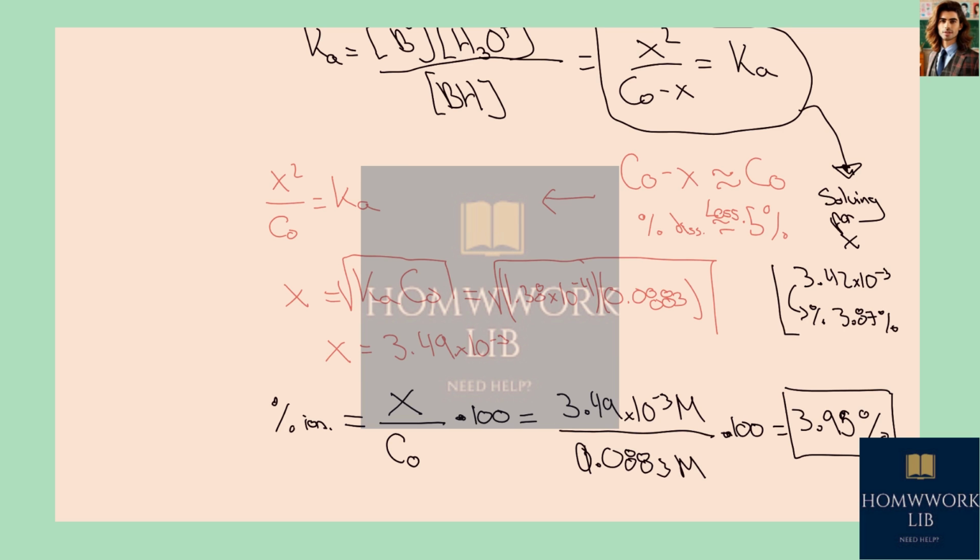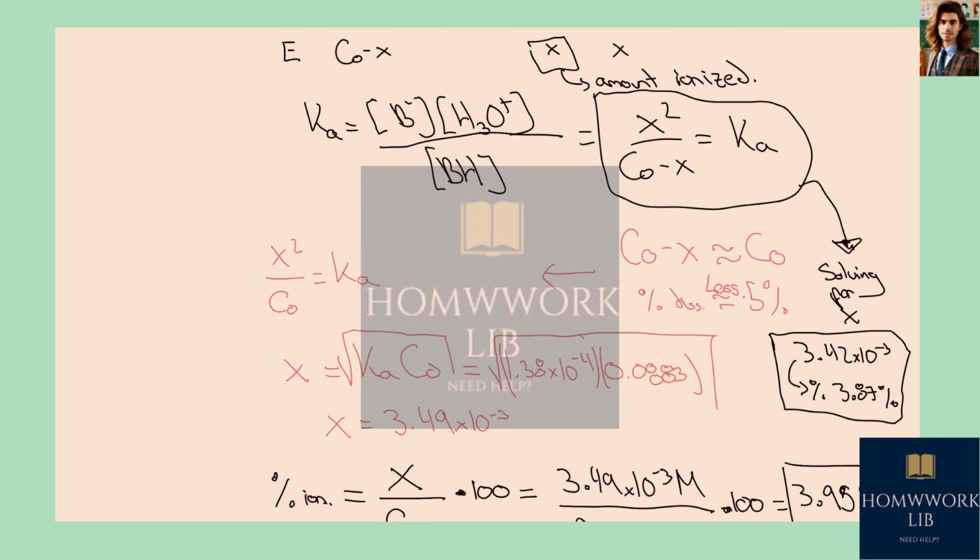So as you can see, the difference in the percent of ionization between solving the full quadratic expression and solving with the approximation is not going to change a lot as long as we are below 5%. If we have a value higher than 5%, then we can no longer use our approximation, the equations in red, and we need to solve directly the quadratic expression. And that would be all.